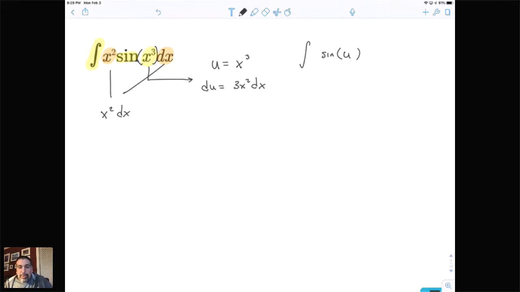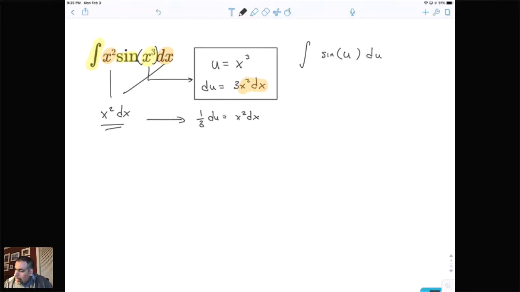Again, you're looking to see if you can bring them over based on u. So if we look here again, and we start looking at this, and we're asking, is there an x squared dx in there somewhere? You're going to locate x squared dx right here. So all we really have to do is just solve this equation for x squared dx, and we're going to find out 1/3 du is equal to x squared dx. So we're going to bring in the x squared dx, and it's going to leave as 1/3 du. Du at the end, 1/3 on the front.